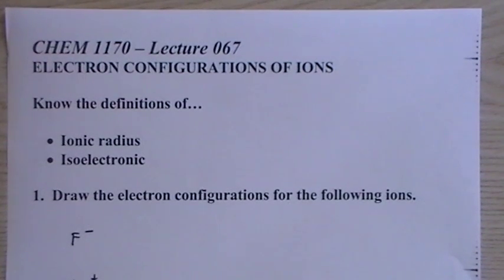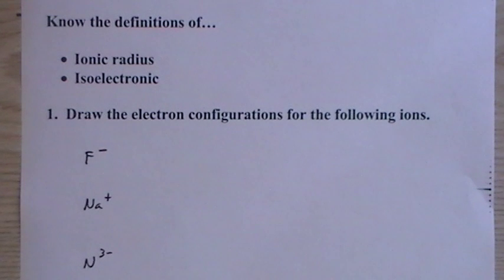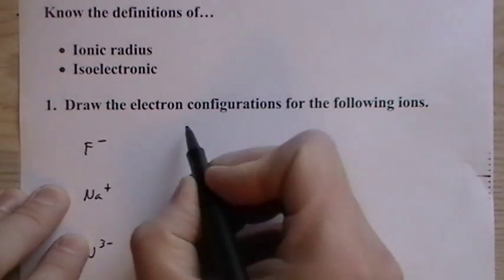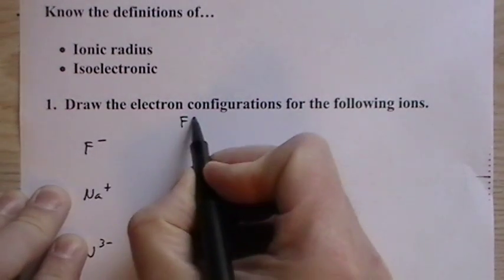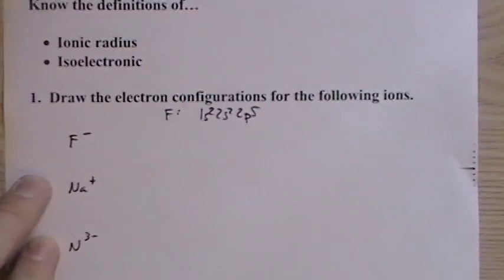Okay, the electron configurations of ions. When we've done the electron configurations of atoms, but if we have ions, either negative or positive ions, we have to add in or take away electrons from the electron configuration. So the best way to approach this is take fluorine first. It's 1s2, 2s2, 2p5. That's fluorine.